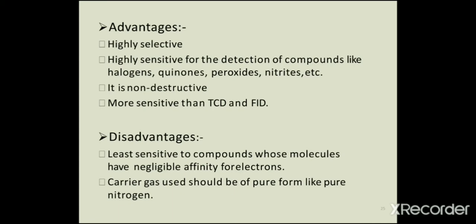The disadvantages of this detector are that it is least sensitive to compounds whose molecules have negligible affinity for electrons. So if we are analyzing compounds which have low, or we can say negligible, affinity for electrons, then we cannot analyze or separate those components. Then the carrier gas that is used should be of pure form, like pure nitrogen. If the carrier gas is not pure, then it will not detect properly.